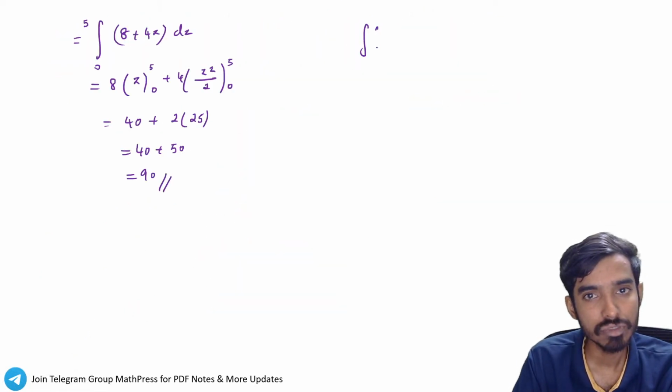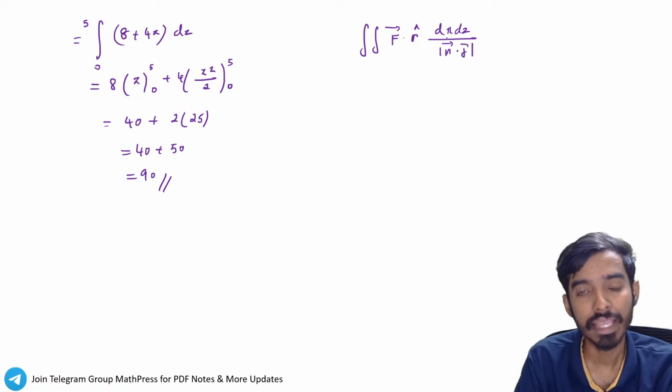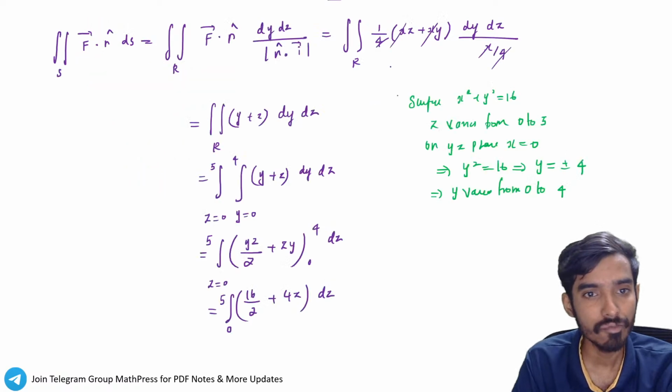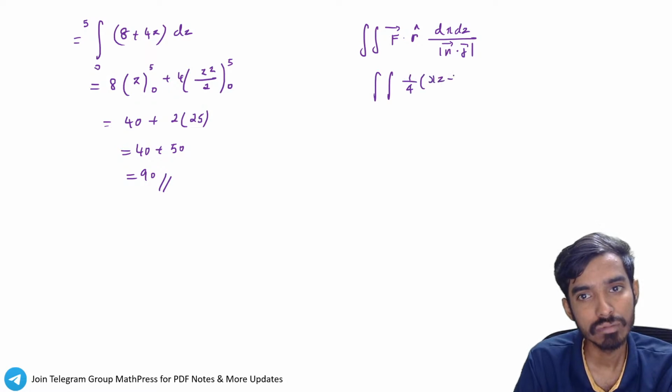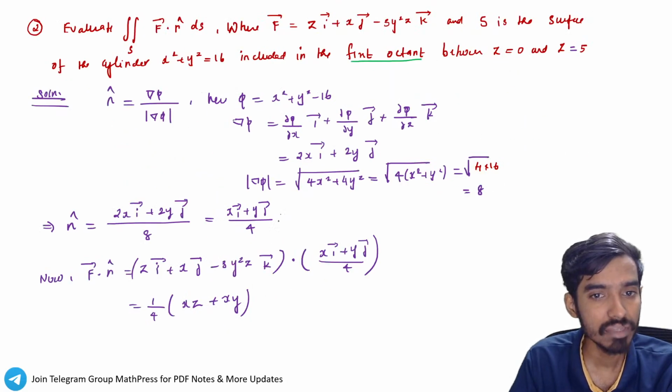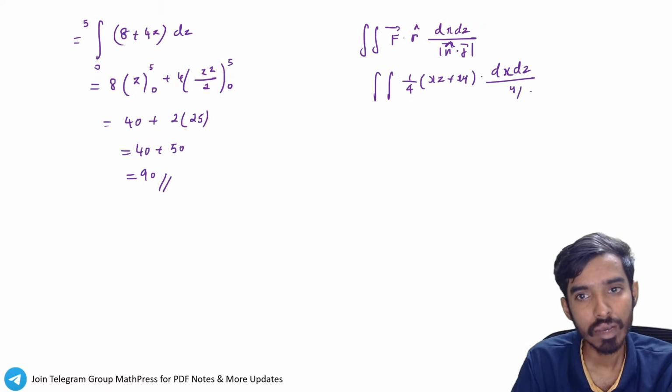Suppose you are choosing f vector dot n cap dx dz divided by n cap dot j. I have said that you can choose any one of these two, right? Suppose you are choosing this, what is f vector dot n cap? It is 1 by 4 xz plus xy, and dx dz divided by n cap dot j. So n cap is this. If you make a dot product with j, you will have y by 4.